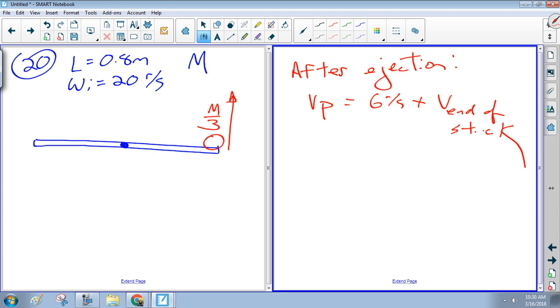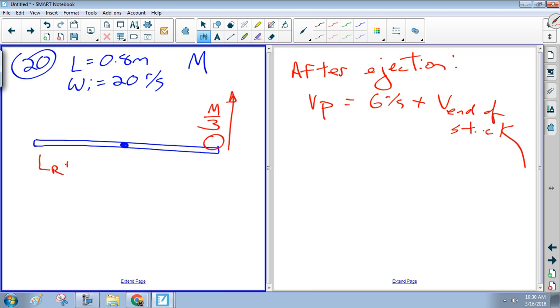So we need the angular momentum of the rod plus the angular momentum of the particle initially to equal the angular momentum of the rod final plus the angular momentum of the particle final. What's the equation for I for a rod? I think it's 1/3 mr squared, where r is half of the length, right? Or you can do 1/12 the whole length, I don't remember which. So this is 1/3 m times 0.4 squared, that's our I, times omega is 20.